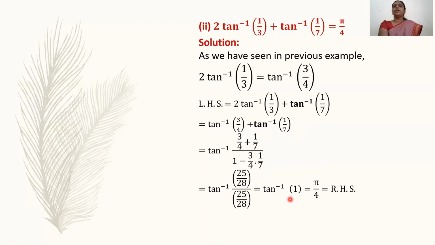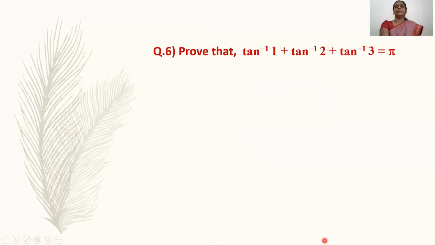We know that the value of tan pi by 4 is 1, therefore tan inverse 1 will be equal to pi by 4, and that is nothing but your right hand side. In this way we have proved left hand side equal to right hand side, that is 2 tan inverse 1 upon 3 plus tan inverse 1 upon 7 is equal to pi by 4. Then we will see the next example. Prove that tan inverse 1 plus tan inverse 2 plus tan inverse 3 is equal to pi.